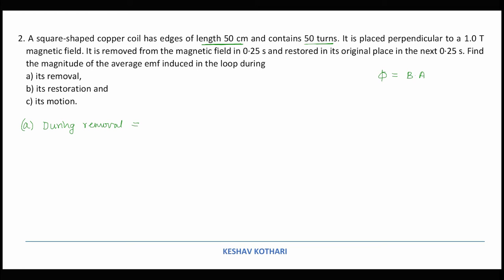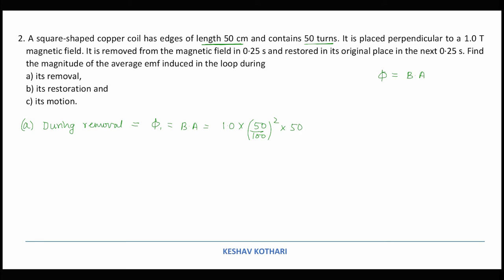So during removal we write it as phi 1, which is equal to B dot A. The value of B is equal to 1 Tesla multiplied by the length segment, which is 50 centimeter. So we convert it into meter, (50 by 100) whole squared. And since there are 50 turns, we multiply it by 50.